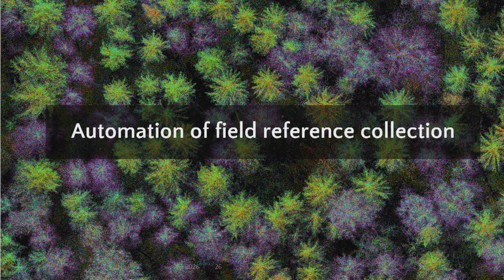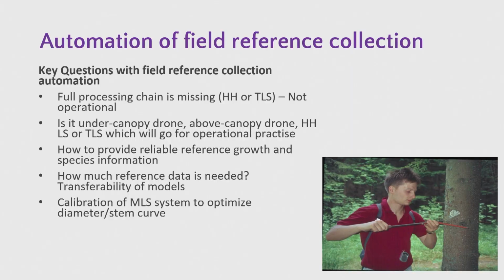Then I go to the second topic, which is the automation of field reference collection. So that's me, I don't know, 35 or 40 years ago. There are many topics, but the main problem is that you don't have a single processing flow to make the field reference automatically, and how much reference is needed. But at least in Finland, half of the resources are put on collecting reference data and half goes to this airborne laser scanning. So the interpretation is something like 20 cents per hectare.